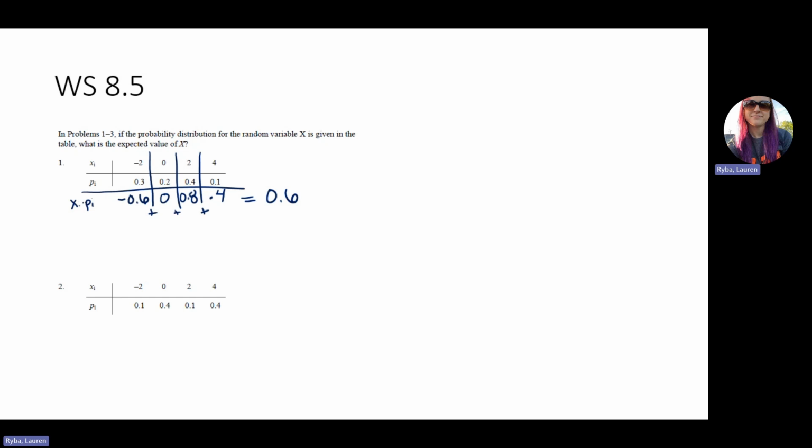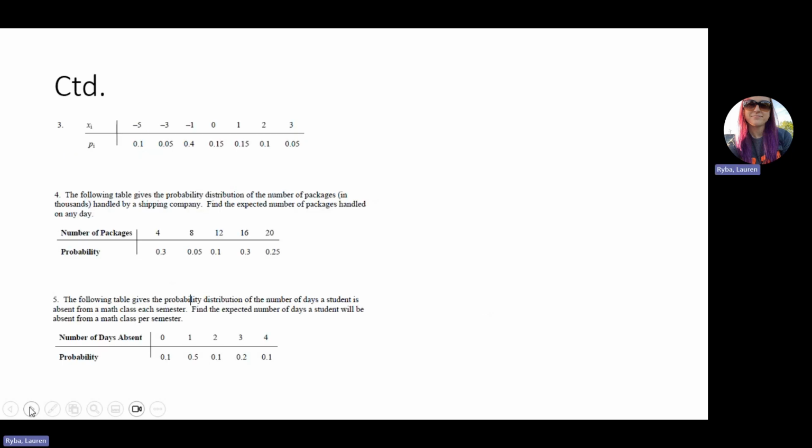I'm going to kind of skip around. This one just takes those same values, -2, 0, 2, and 4, and gives them different probabilities. I'm going to go to the next example just because we've seen one that looks exactly like that. And the process is going to be the same for every single example we do today. So I'm not going to have to do a bunch of them, hopefully to catch on.